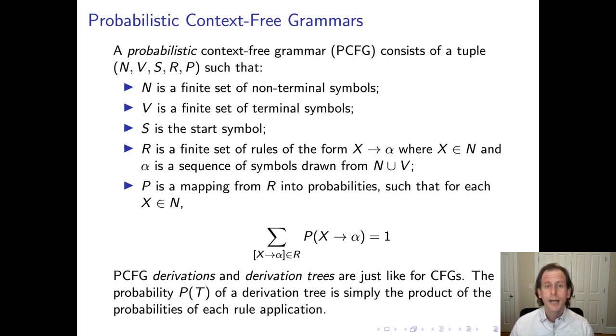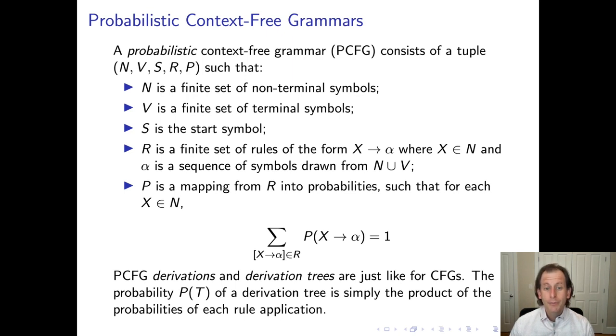So a probabilistic context-free grammar, or PCFG, is very much like a context-free grammar. Like a context-free grammar, it has a finite set of non-terminal symbols, a finite set of terminal symbols, a start symbol within the set of non-terminal symbols, and a set of rules, each of which consists of a single symbol from the non-terminal set followed by some sequence of symbols from the non-terminals and/or terminals. What's new in probabilistic context-free grammars is a mapping from the rules of the grammar into probabilities.